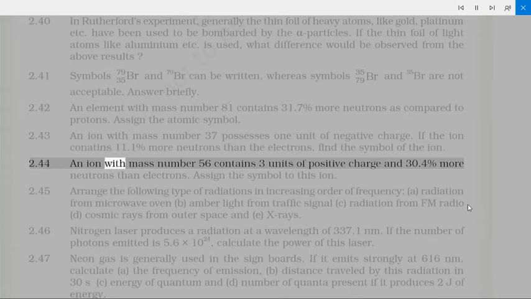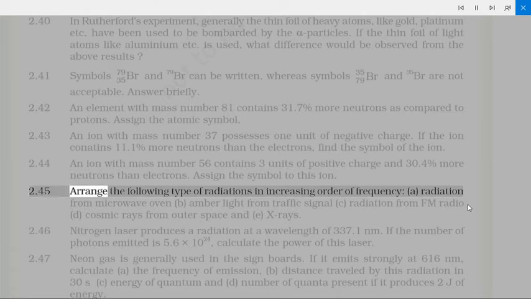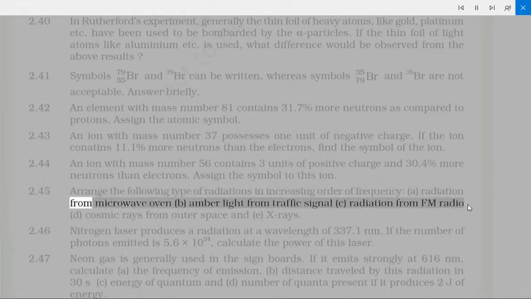2.44 An ion with mass number 56 contains 3 units of positive charge and 30.4% more neutrons than electrons. Assign the symbol to this ion. 2.45 Arrange the following types of radiations in increasing order of frequency. A. Radiation from microwave oven. B. Amber light from traffic signal. C. Radiation from FM radio. D. Cosmic rays from outer space and E. X-rays.